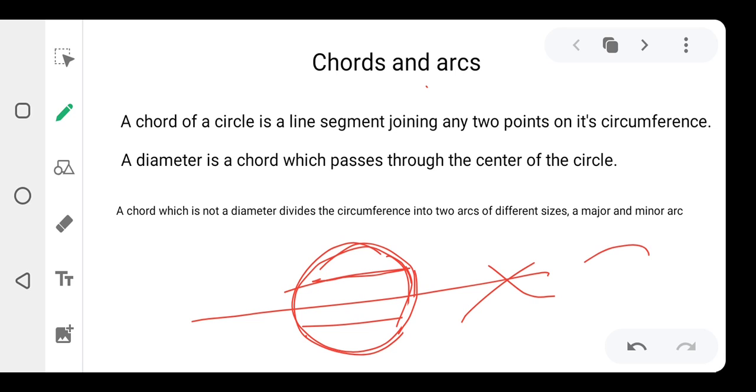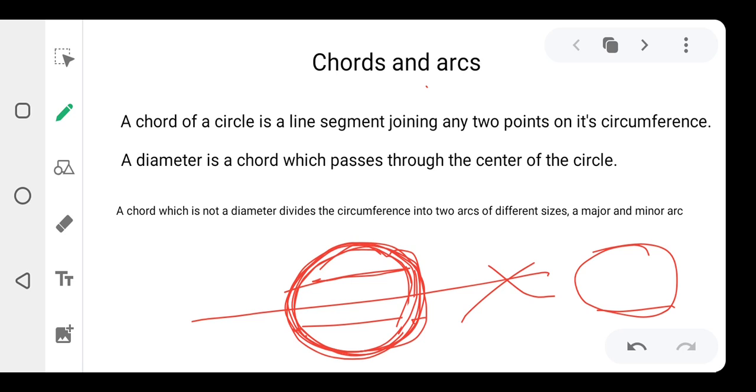So for example, if you have a circle like this now, this line that connects this point to the other point is called what? A chord. You understand it now. So a chord of a circle is a line segment joining any two points on its circumference. The entire body of this circle, when you trace it around, is called the circumference. That's the total distance around the circle. So all this part is called the circumference. So a line that connects one point on the circumference to another without passing through the center of the circle is called a chord.